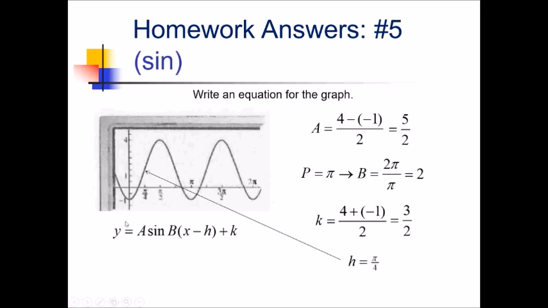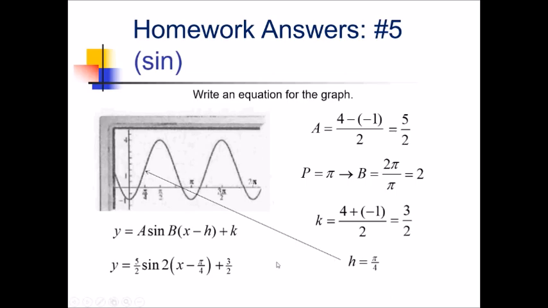So putting it all together, I've got y equals my amplitude of 5/2 times the sine of my b value, which is 2 we discovered, times x minus the h value pi over 4, plus the k value of 3/2.